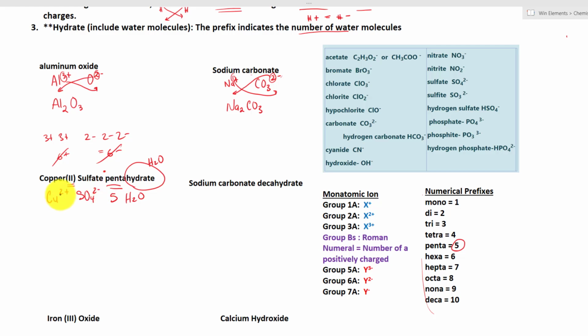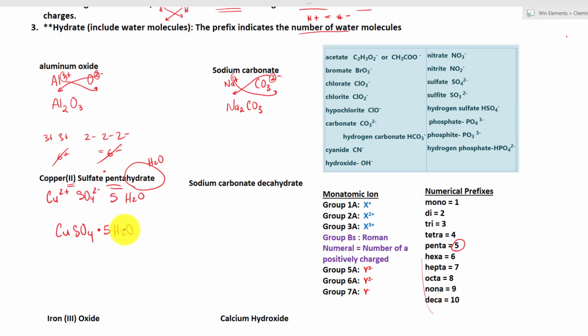Oh, look at that. The charges are the same, so we don't have to do any crisscross. So we just write down what they have. SO4. There you go. See? See, when the charges are the same, we don't have to do anything. Now, to write the hydrate, we are going to represent the dot right there and H2O, 5H2O.